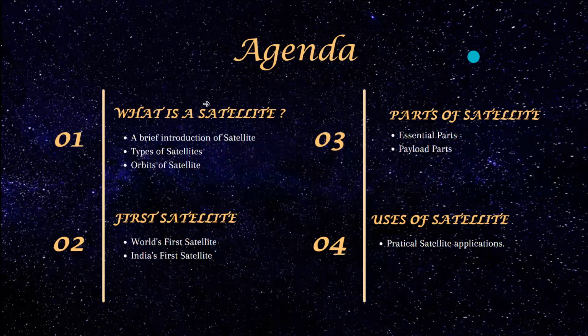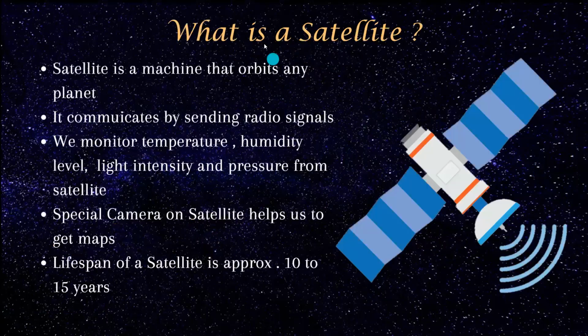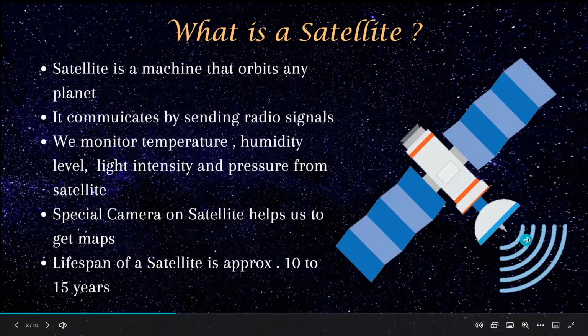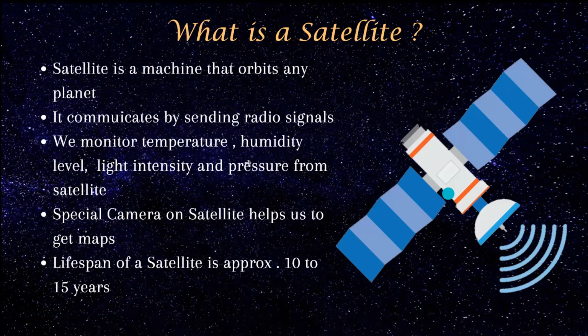So we are learning what is a satellite, the first satellite of the world and India, and the parts and uses of a satellite. Now what is a satellite? A satellite is a machine that orbits any planet in the solar system. It communicates by sending radio signals. Now where do these radio signals go? These signals go to everyday devices like laptop, mobile, tablet, etc.